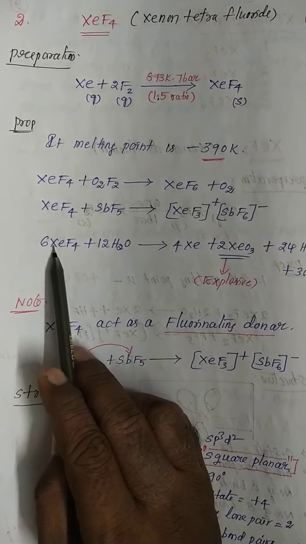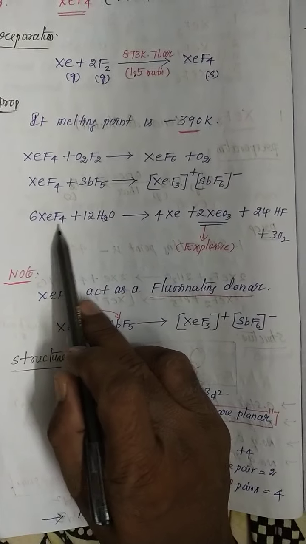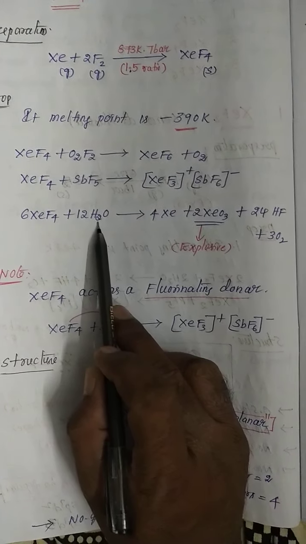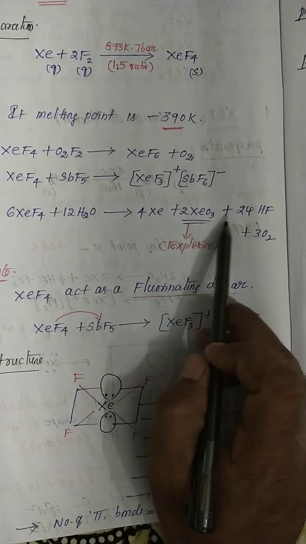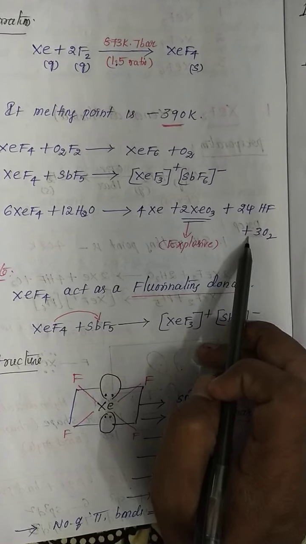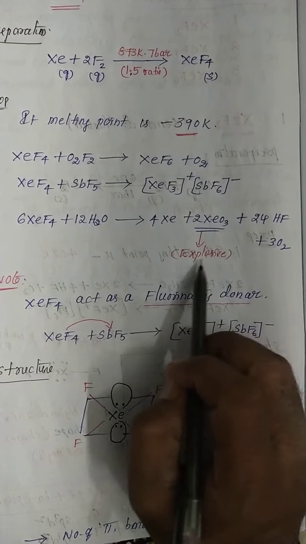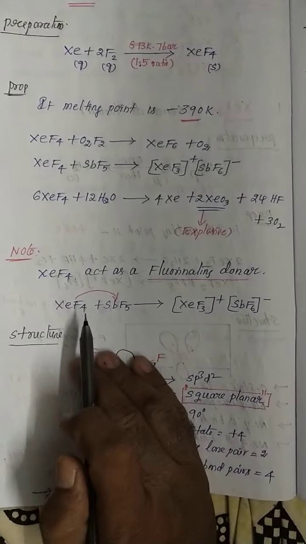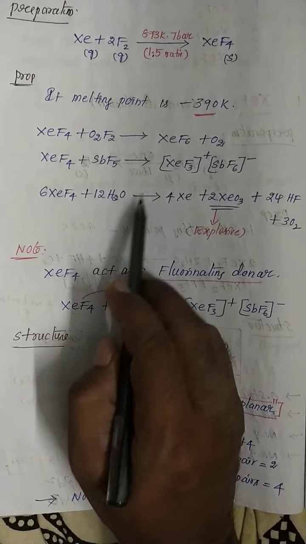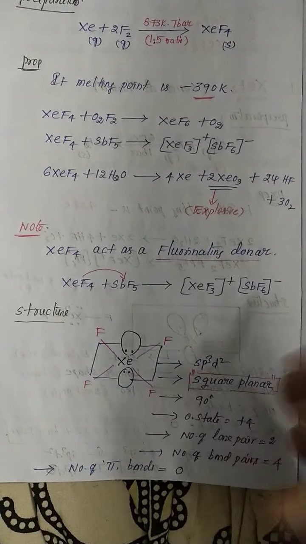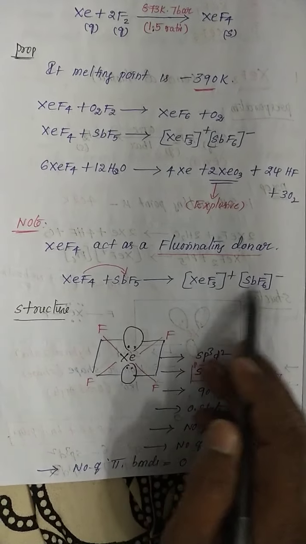After that, xenon tetrafluoride reacts in an important equation, for board level, 1 mark. 6 moles of xenon tetrafluoride reacted with 12 moles of water gives 4 moles of xenon, 2 moles of xenon trioxide and 24 moles of hydrogen fluoride, and 3 moles of oxygen is released. So this is the most important equation, my dear students. Xenon trioxide is a highly explosive compound. And see, xenon tetrafluoride acts as a fluorinating donor. It can easily donate the fluorine to the opposite element. And see, XeF4 donated one fluorine, and this compound is formed.